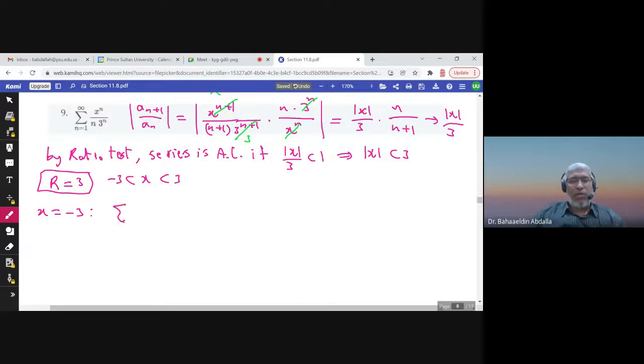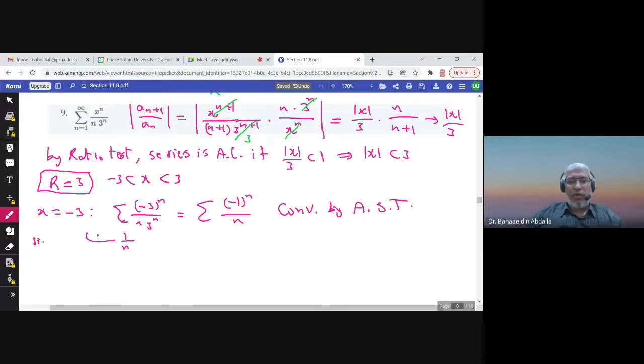When x equals negative 3, negative 3 over 3 all to the power n will give you negative 1 to the power n over n. And we have just seen that this is convergent by alternating series test, because limit of 1 over n when n goes to infinity is 0, and 1 over n plus 1 is less than 1 over n.